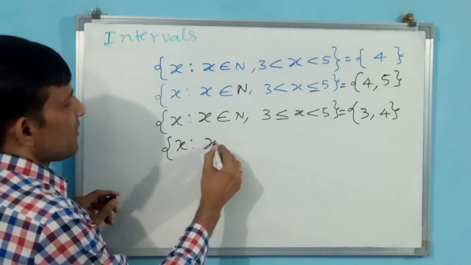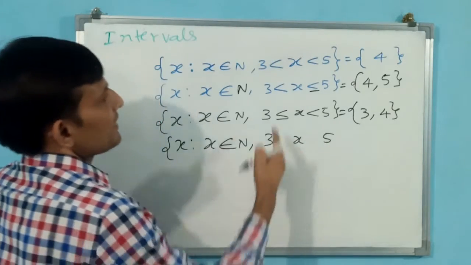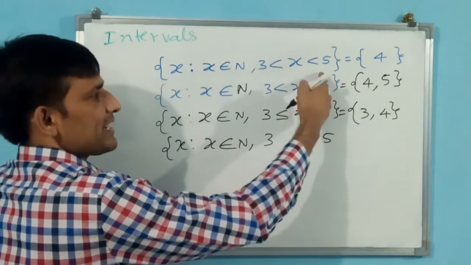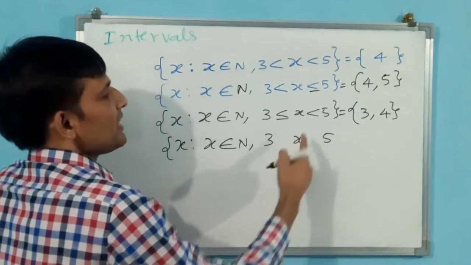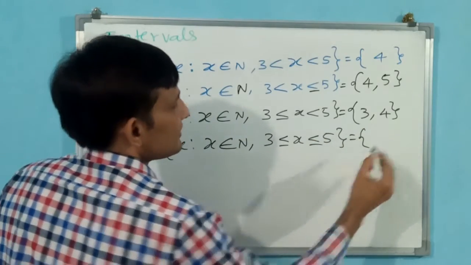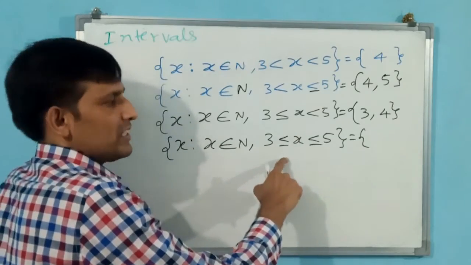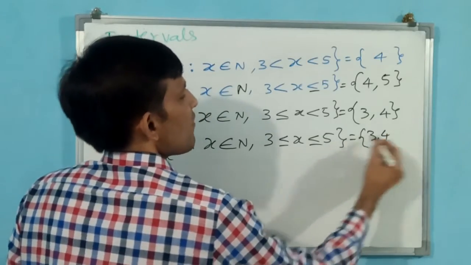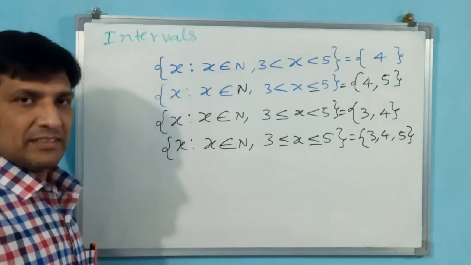The fourth one is also there. For all values of x, x belongs to N, 3, x, 5. See here, one is greater than, one is less than but equal to, and here I am making both equal to. x is greater than or equal to 3, less than or equal to 5. Here 3 also will come. In between, 4 also will come. 5 also will come. Have you understood these concepts?